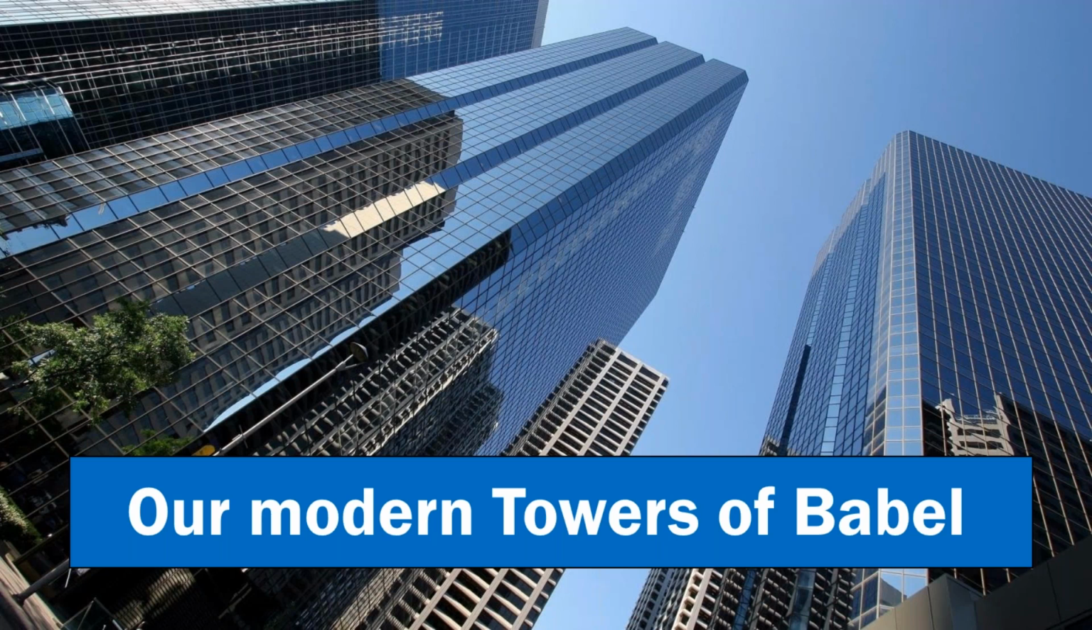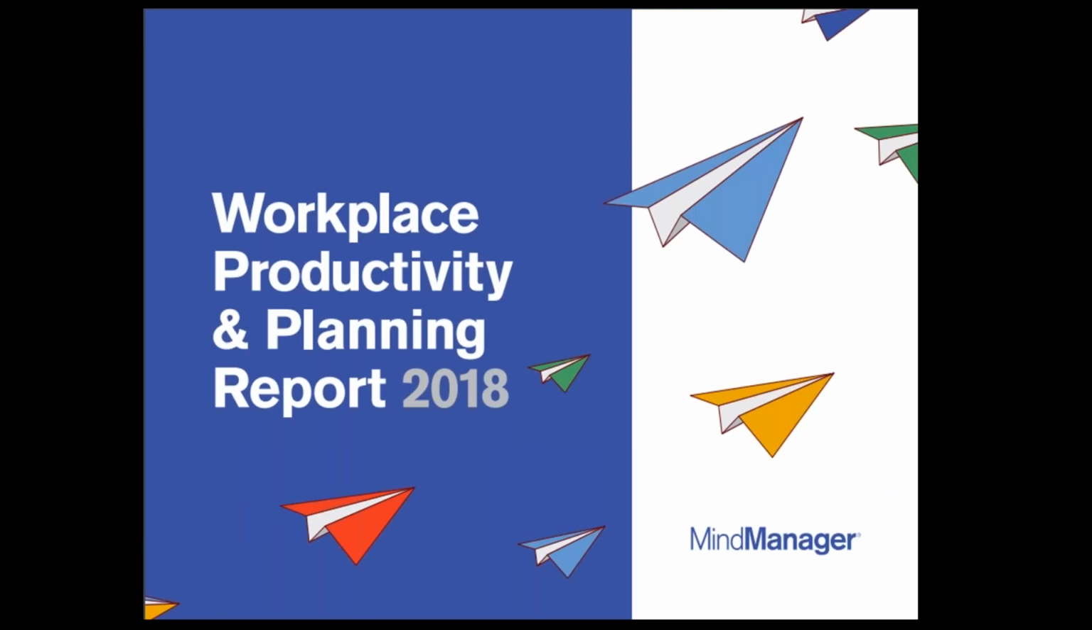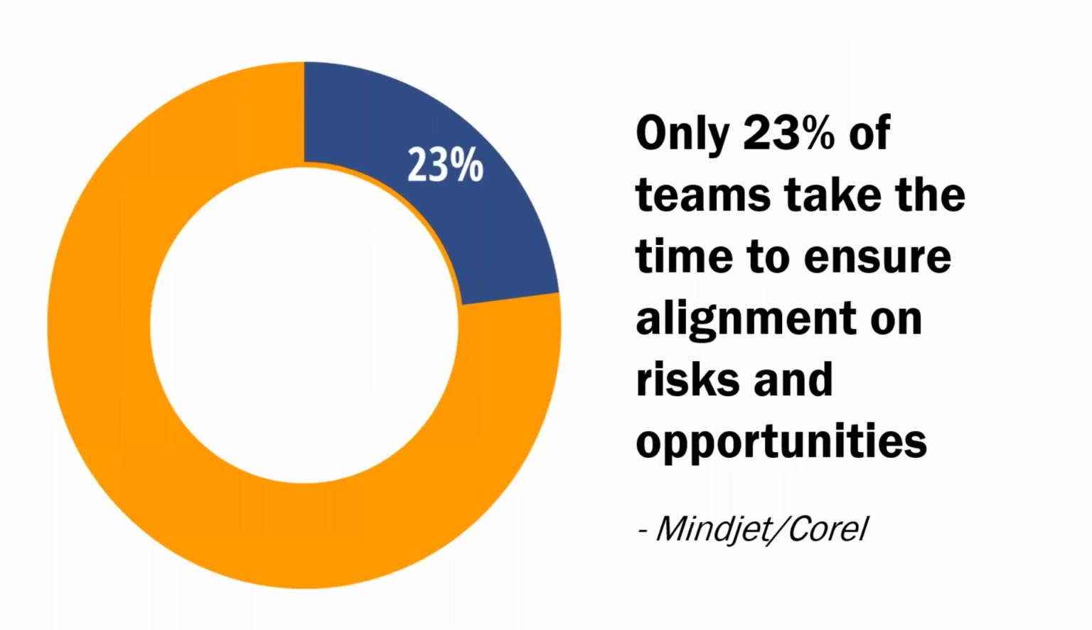So let's take a look at some statistics. We're going to start with MindManager's Workplace Productivity and Planning Report, which was recently published. And we're going to share some other data that reinforces the depth of this problem. So according to the MindManager survey, only 23% of teams take the time to ensure alignment on risks and opportunities.